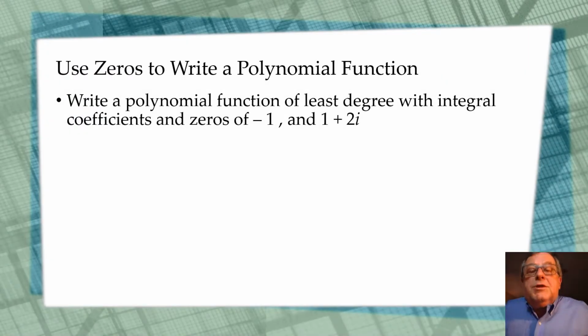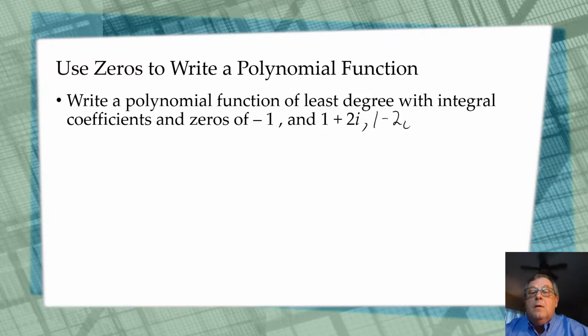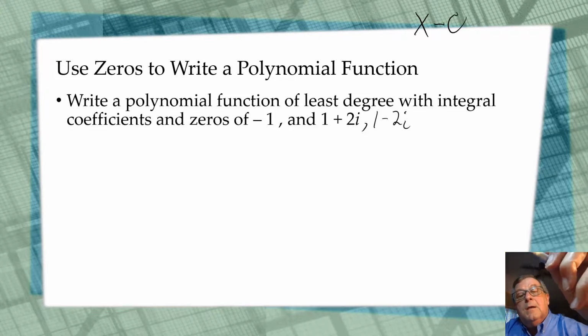Take some roots or some zeros and write a polynomial function of the least degree. Now I'm given two roots, -1 and 1 plus 2i, but really I've got three roots because this 1 plus 2i has got to come with its conjugate pair, and that's going to be 1 minus 2i. So I really have three roots. Now I've got to write these in the form of x minus c, where c is the root. So let's get that accomplished.